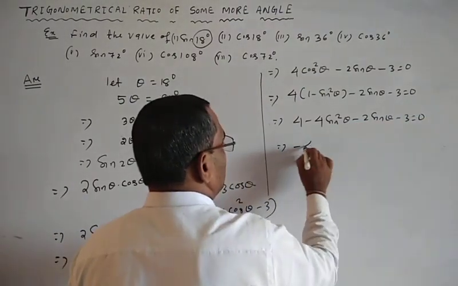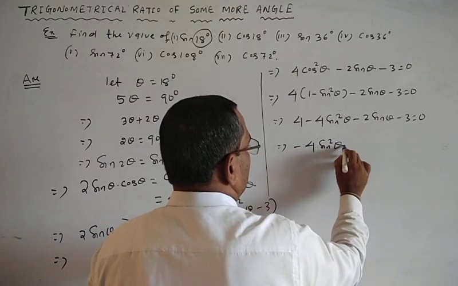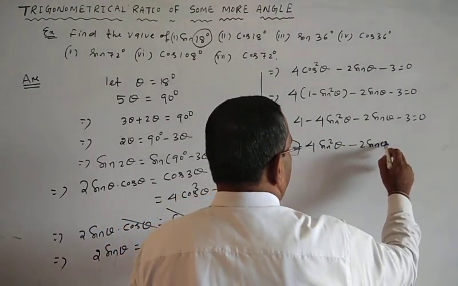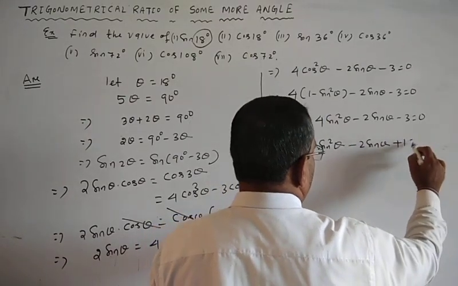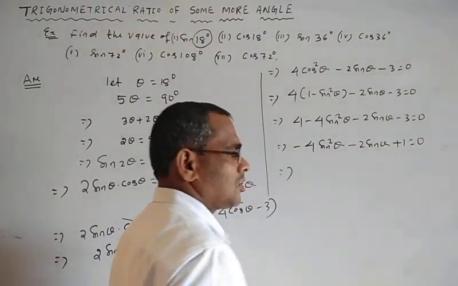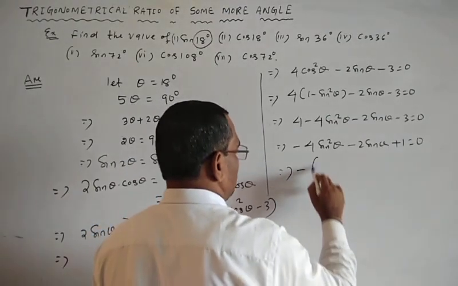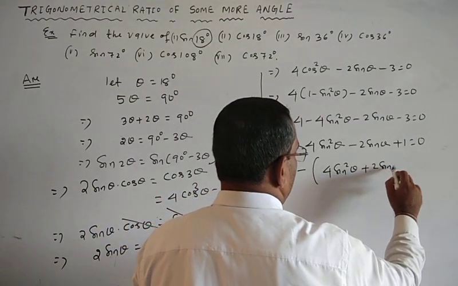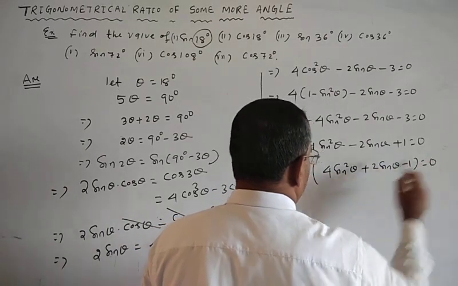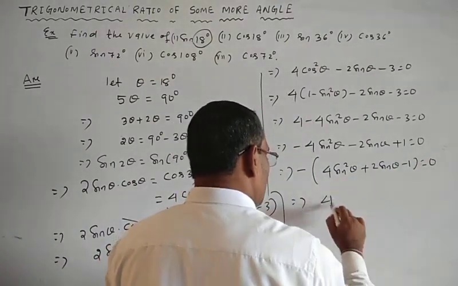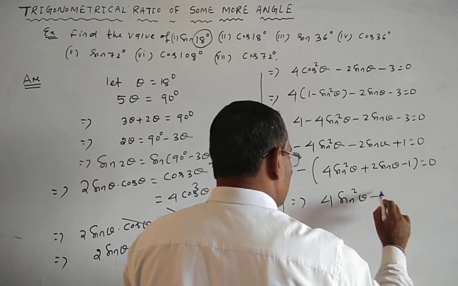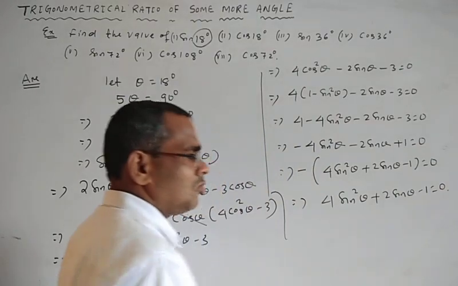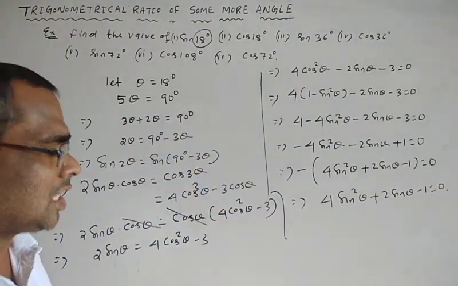That implies minus 4 sin square theta minus 2 sin theta plus 4 minus 3 plus 1 is equal to 0. Taking minus common, that implies minus of (4 sin square theta plus 2 sin theta minus 1) is equal to 0, and it is also 4 sin square theta plus 2 sin theta minus 1 is equal to 0. So which is a quadratic equation in sin theta?